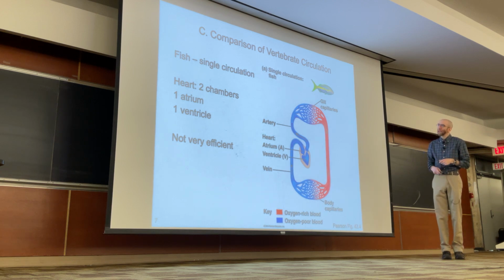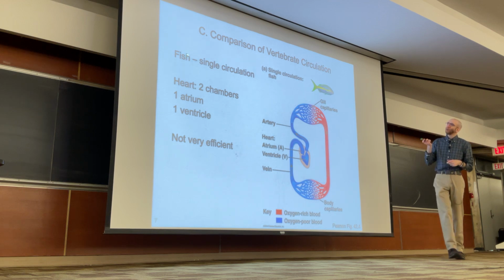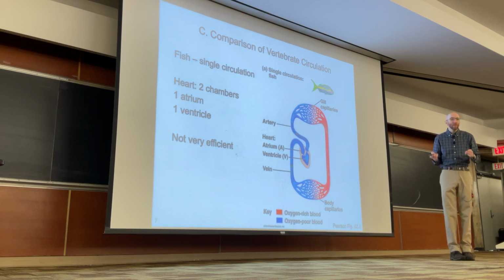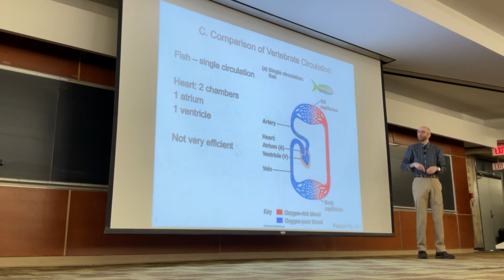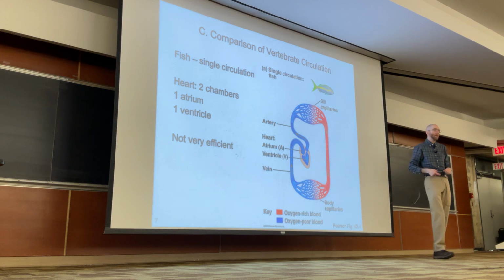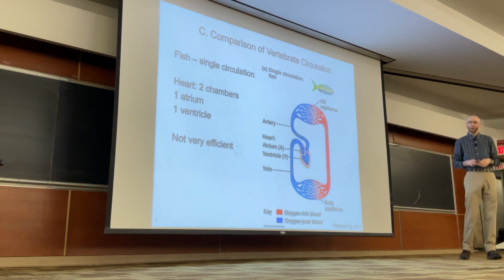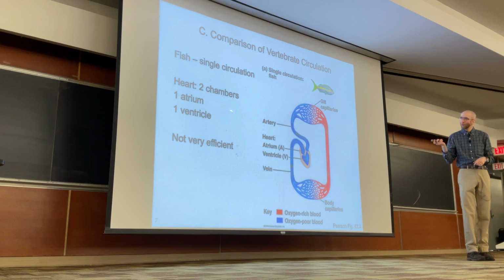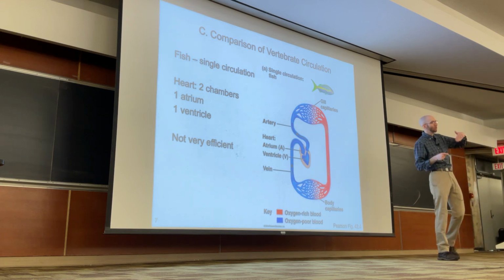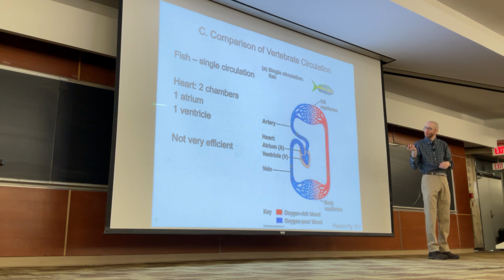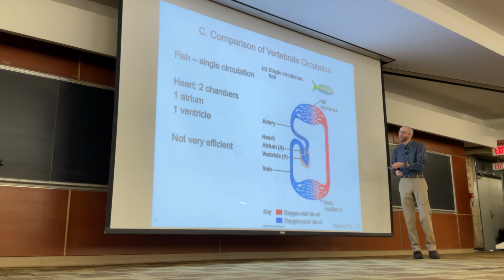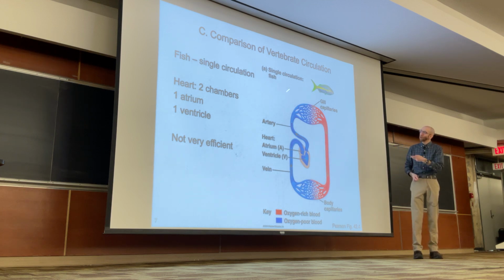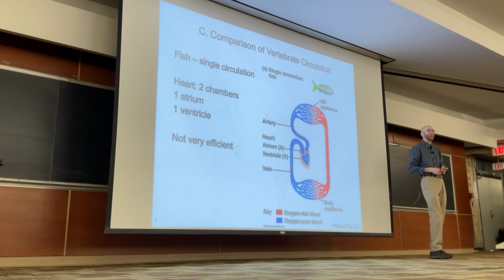Now, fish are really unique compared to the other 2 because they have what's called single circulation. So we have a single loop through the body, heart, the rest of the body, back to the heart. It's one continuous loop. That means the heart is going to be simpler than what we're going to see in the other groups. A fish heart only has 2 chambers. It has one atrium, which is where the blood is going to enter, and then one ventricle, which is going to push the blood back out. This system is not very efficient. And if you look at it, you can probably see why that's the case.